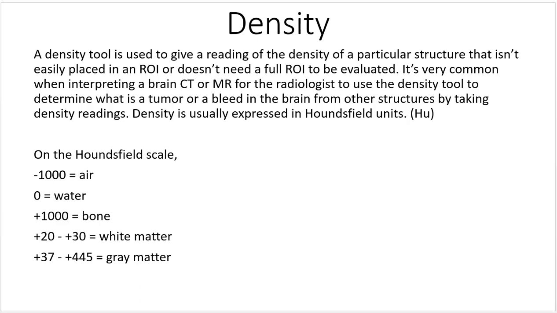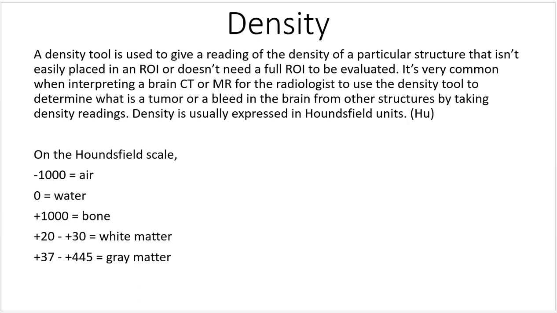Density on CTs and MR is expressed in Hounsfield units, designated by HU. On the Hounsfield scale, -1,000 is air, 0 is water, +1,000 is bone, +20 to +30 is white matter, +37 to +45 is gray matter.